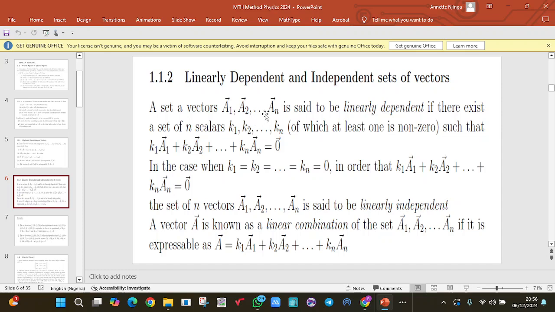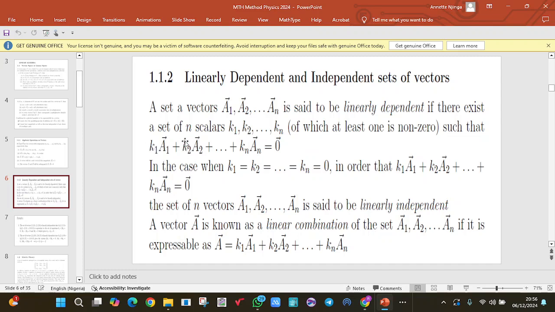No, sir. If I give you a set of vectors, and I say prove that that set of vectors is linearly dependent, it means that you have to look for the values of the scalars that will make the sum equal to 0. If at least one of the k's is not equal to 0, then it is not linearly dependent. But if all the k's are equal to 0, then it's linearly dependent. For example, if you look at this one now, this is the vector, this is the k, which is a scalar.